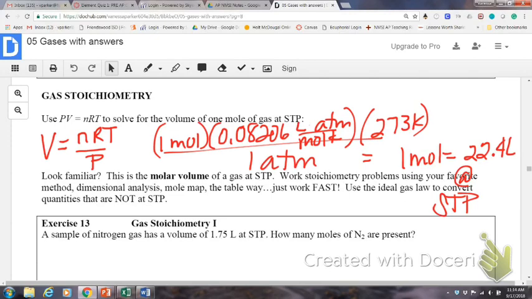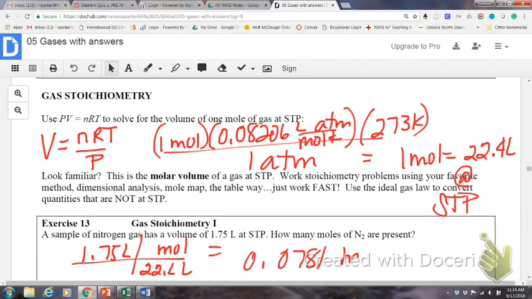So if we are at STP, we do a little happy dance because that means less work for us. And then this next one says a sample of nitrogen gas has a volume of 1.75 liters at STP. How many moles are present? So we literally take 1.75 liters, divided by 22.4 liters per mole, and we would get 0.0781 moles at STP.